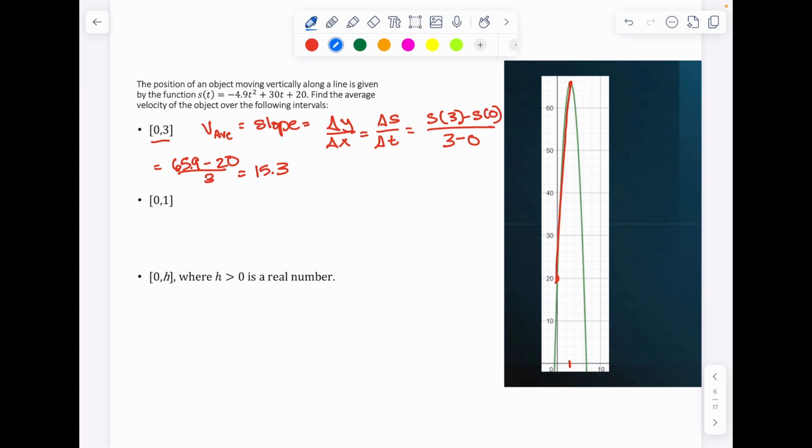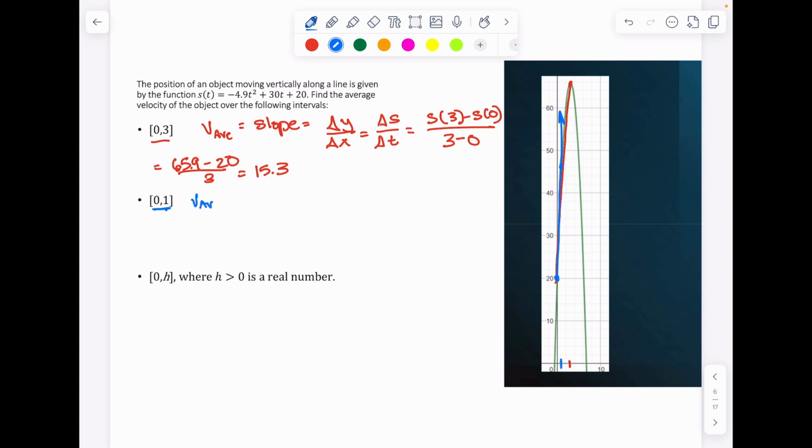Now the next thing I want to do is look at the interval from 0 to 1. If I come over here on the graph, because this is such a steep graph, it's going to be kind of hard to see, but I'm going to draw it anyway. If I go from 0 to 1, we're going to be somewhere near 45. And when I draw this line, it's going to be steeper than the line from 0 to 3. And so we would expect to find our average velocity to be greater than that 15.3 that we saw.